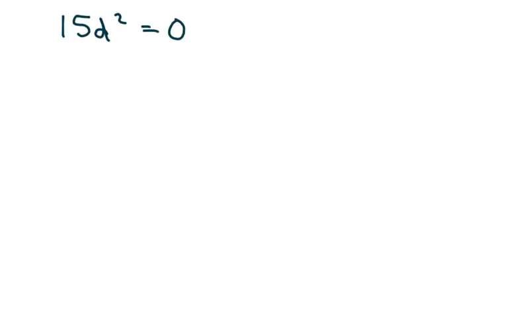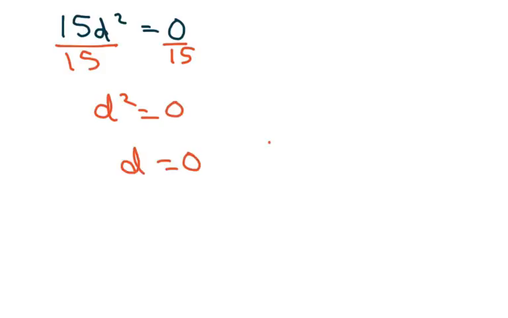All right. Now, this one we're going to divide both sides by 15. So we get d squared equals 0. When you square root both sides, you're just going to get d equals 0, one solution. That's that second case we talked about on the first slide.